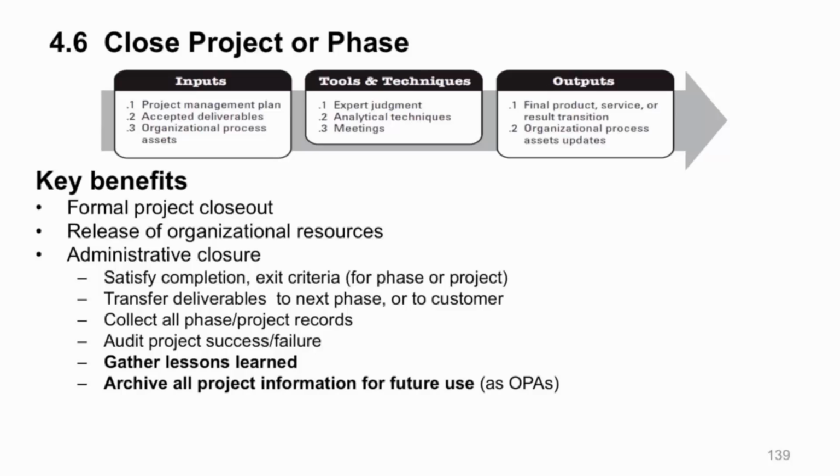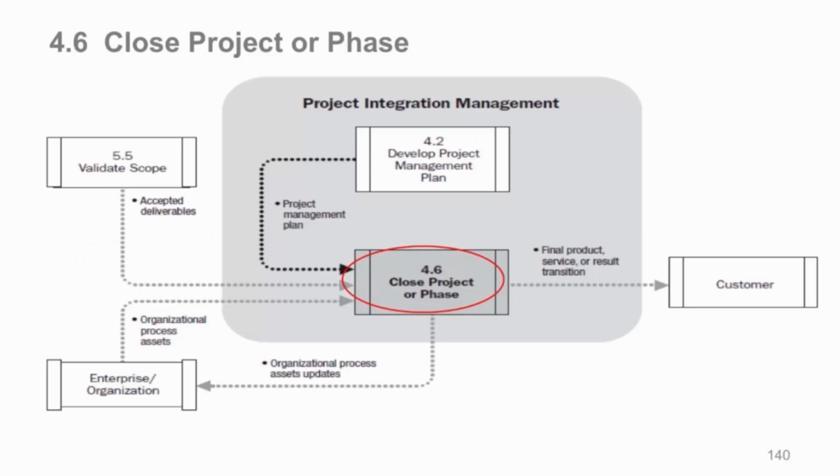You close all your phase or project records that you're going to file away. All of your audit files, whether it's success or failure, you want to wrap those up and close them properly so they're on record. And in bold here, very important, not that the others aren't important, but this is very much overlooked: your lessons learned need to be properly completed, documented, and filed away. You want to then archive all your project information into your organizational process assets. This is one of the times where we actually update the assets again, so make sure you do that and archive your project. So let's look at the data flow.